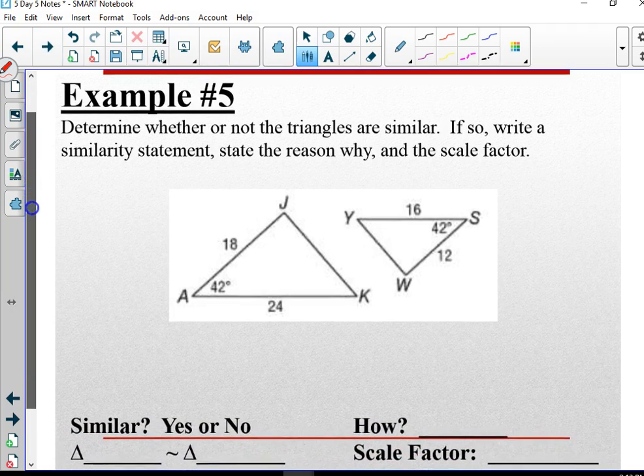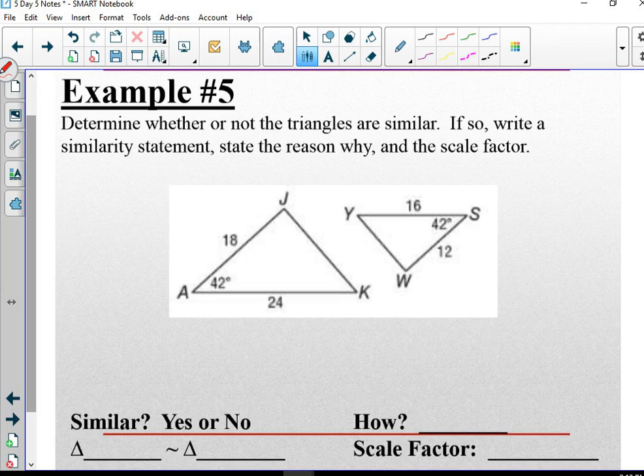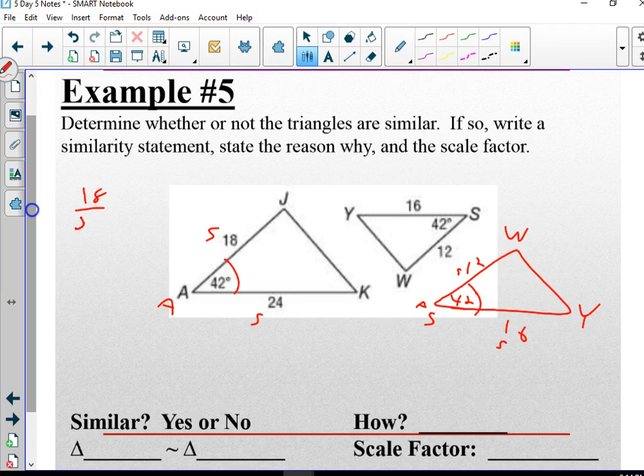Example 5, determine whether or not they're similar. Okay, again, I'm going to turn my triangle to kind of match. I'm going to put W up here, Y goes over here, and S goes over here. SW is 12. SY is 16, and angle S is 42 degrees. Well, I do have matching angles. I do have the setup for SAS. I just have to prove proportionality. So 18 over 24 and 12 over 16.